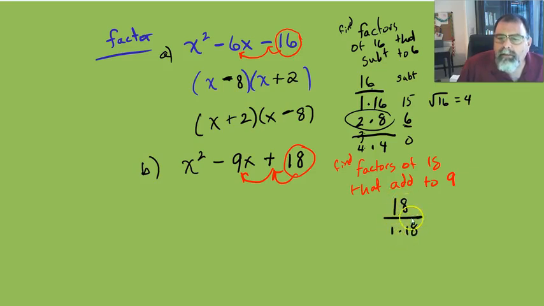1 and 18. Again, if it's the first number that pops in your head, then you're done. You don't have to do anything else. But if you get stuck, do this, right? And you can use a calculator. 18 divided by 1 is 18. 18 divided by 2 is 9.